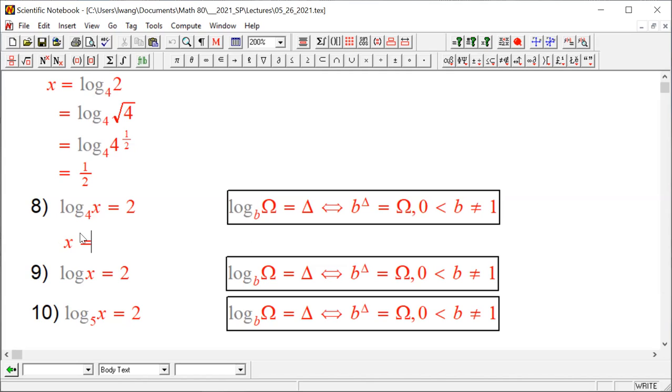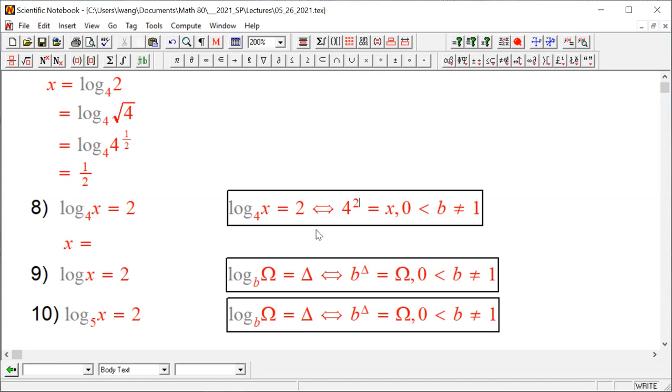You see, log base 4 of x, the base is 4. The quantity at the omega position is x. The quantity at the triangle position is 2. So this is 2. And that is 2. So x equals what? That's right, Alan. It's 4 squared, which is 16. Right?